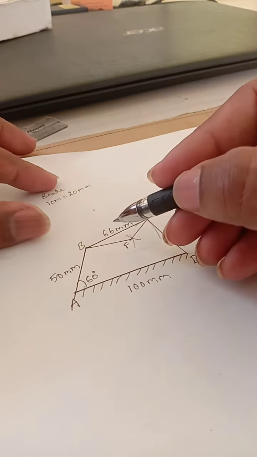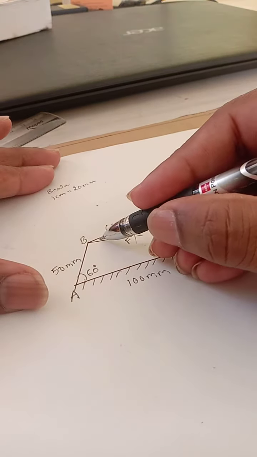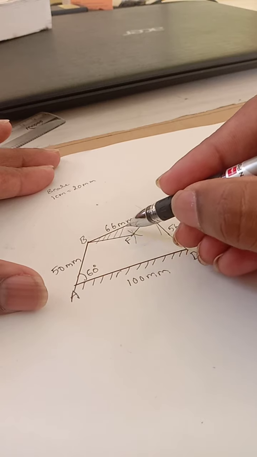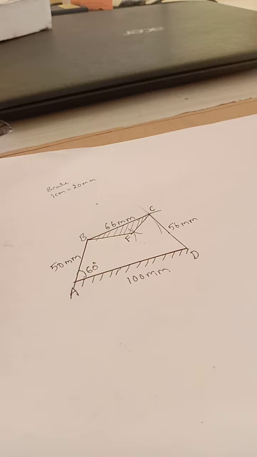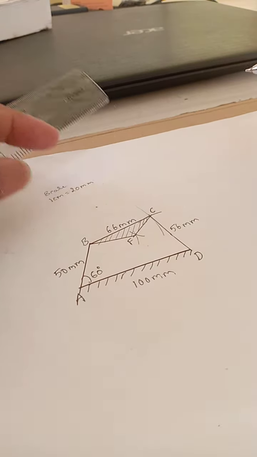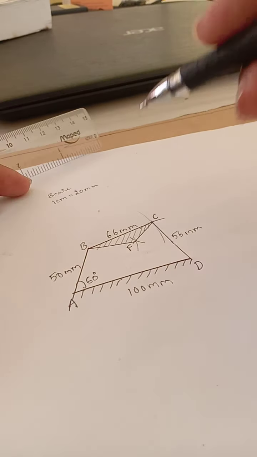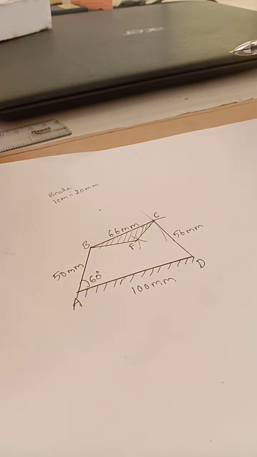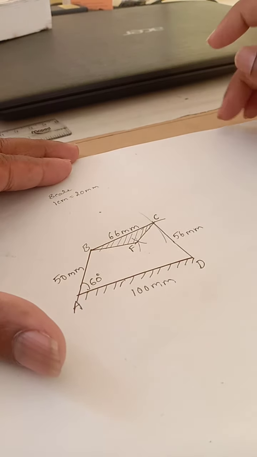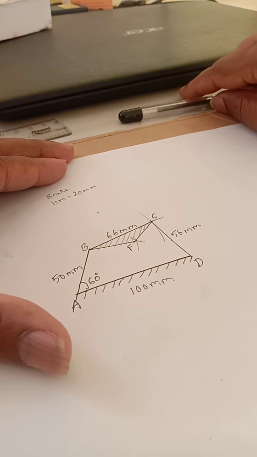So this is just a hatched portion. It is not actually part of the 4-bar mechanism, it is just a triangular projection. That means BC is a ternary link. Similarly, CD is also a ternary link.